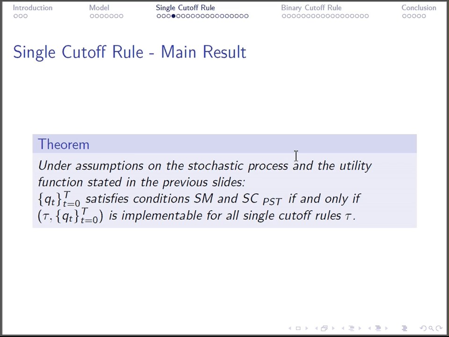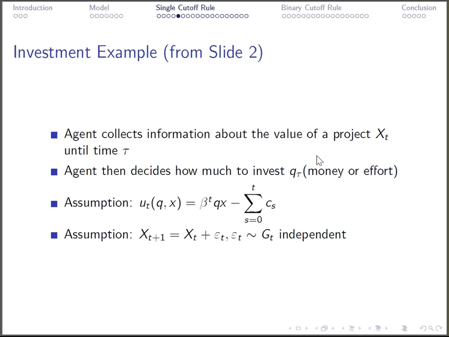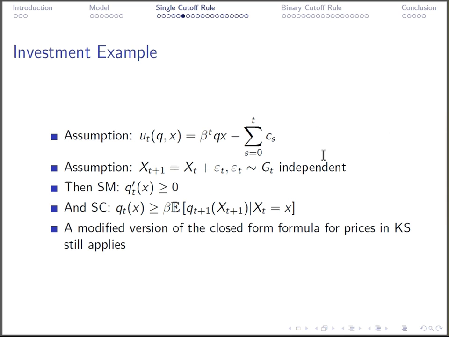So it's not that strong, but it's an if and only if statement. Before I give the proof, which I will, not the complete proof but a partial proof, I will just give you an example of why these two things need to be satisfied. I will go back to the investment example, where the agent collects information about a project, and then decides how much to invest. Two more assumptions that I will make: first, the form of the utility function, which is discounted investment multiplied by the valuation, subtracted by some cost each time for collecting that information. The other assumption on the stochastic process is an additive random walk, maybe with different G_t at each time.